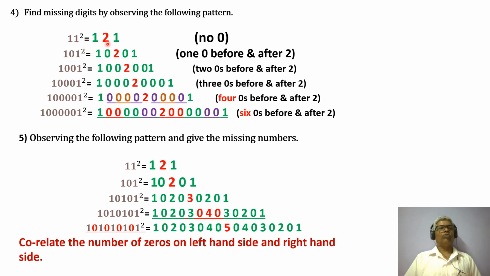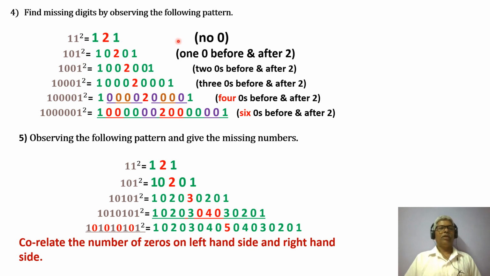11 square is 121. We will just read and study. 101, with 0 in between the 1 and the 1: 101 square is 10201. One more 0, 1001: 1001 square equals 1002001, with 3 zeros, so you get 3 zeros.